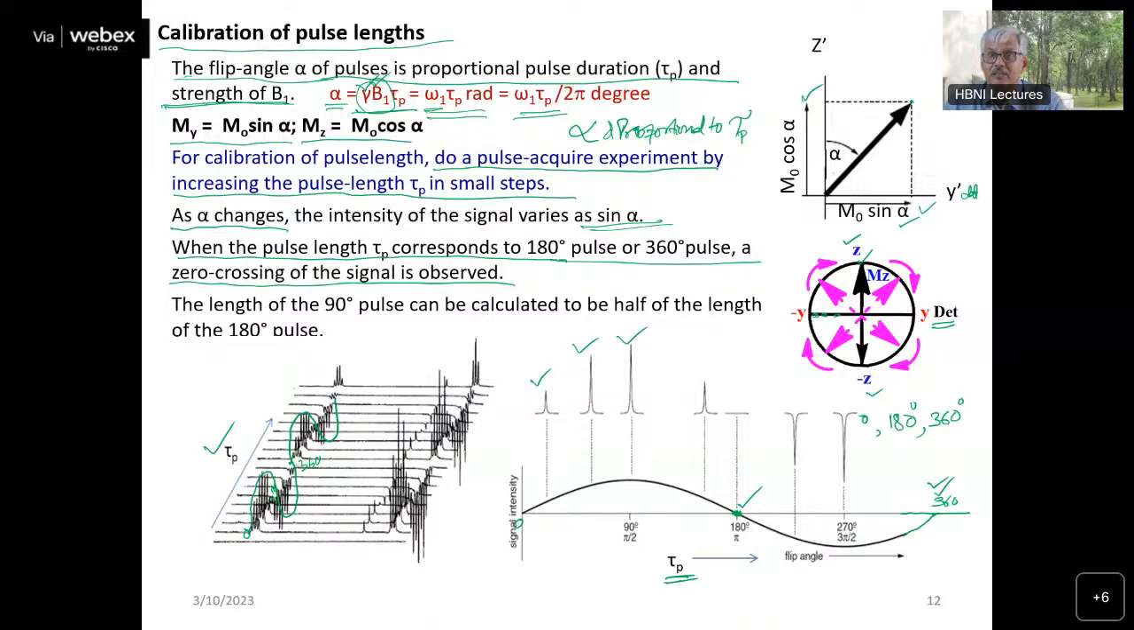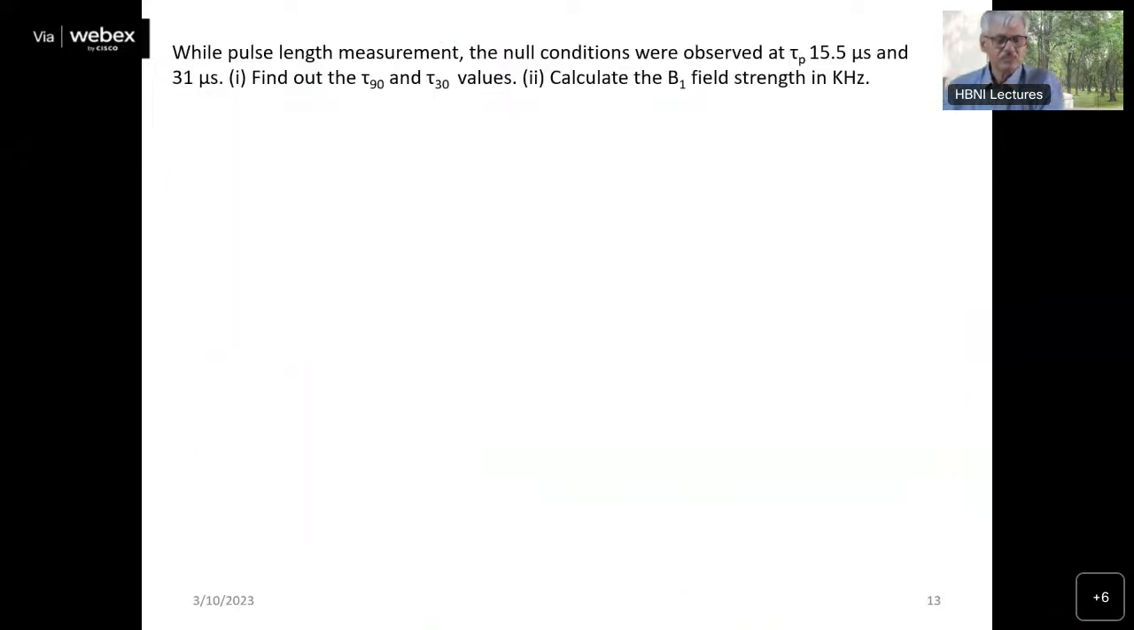So I have shown you one example here. See, while measuring the pulse length, the null conditions were observed at tau values of 15.5 microseconds and 31 microseconds. Null point means zero signal intensity. So the question is, how do we find out the tau for a 90 degree pulse or a 30 degree pulse?